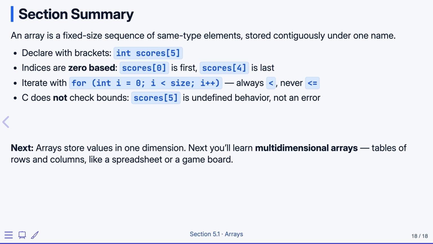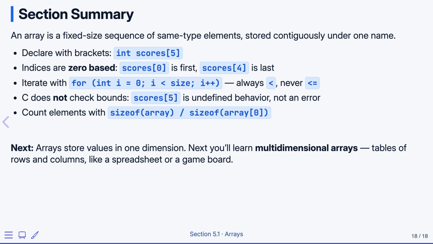Remember, C does not check bounds. Reaching outside the array is undefined behavior, not a friendly error. To count elements, use sizeof array divided by sizeof array[0]. And when you pass an array to a function, always pass the size too. Next, you will learn multidimensional arrays, which are tables with rows and columns, like a spreadsheet or a game board.